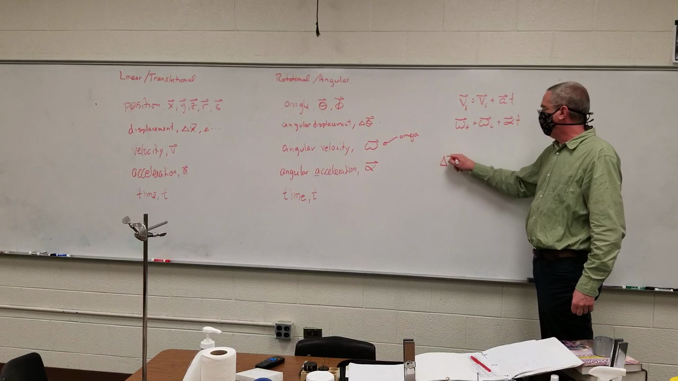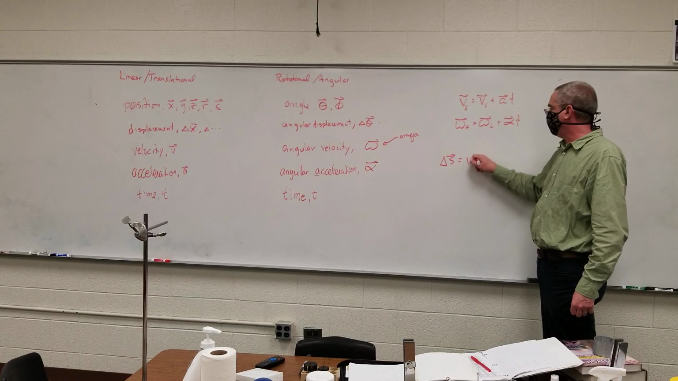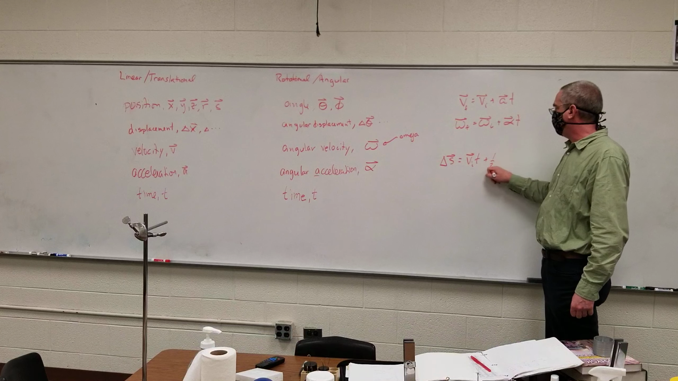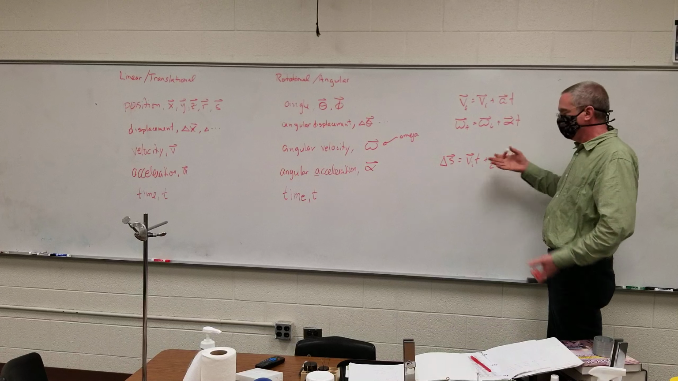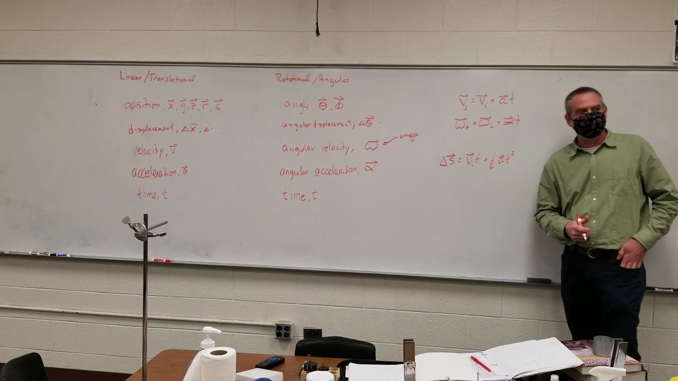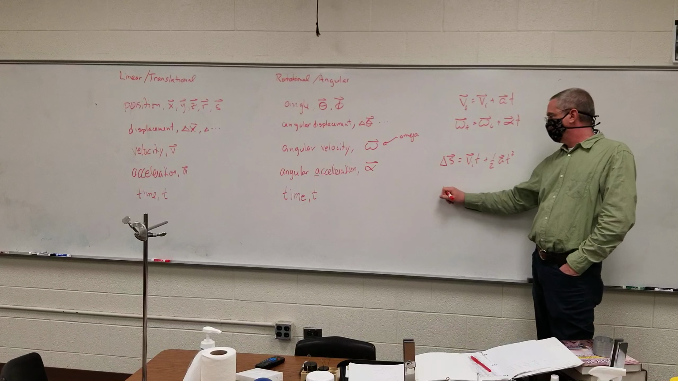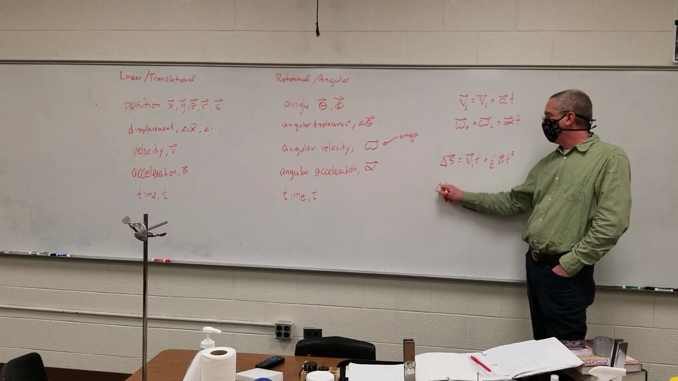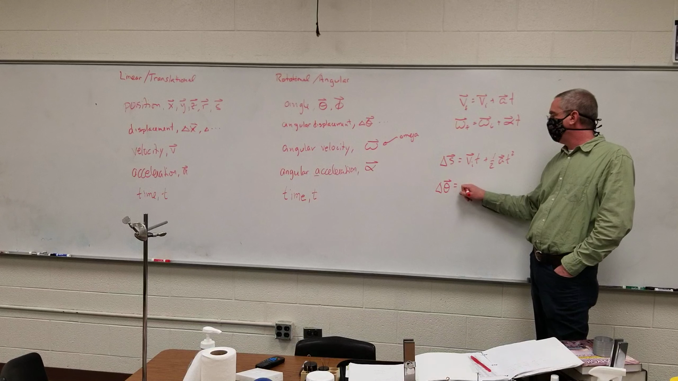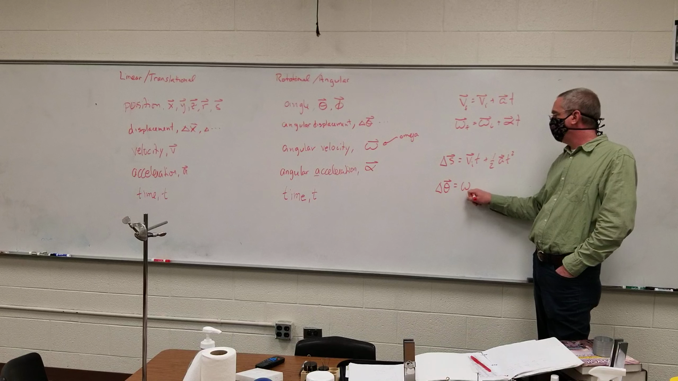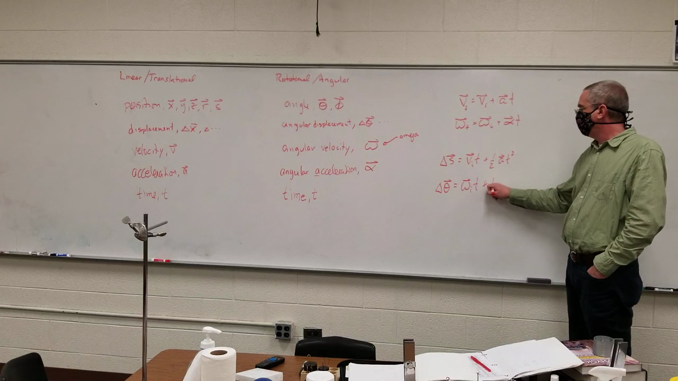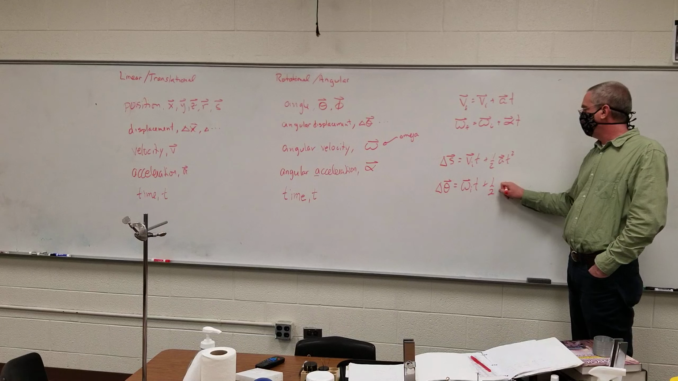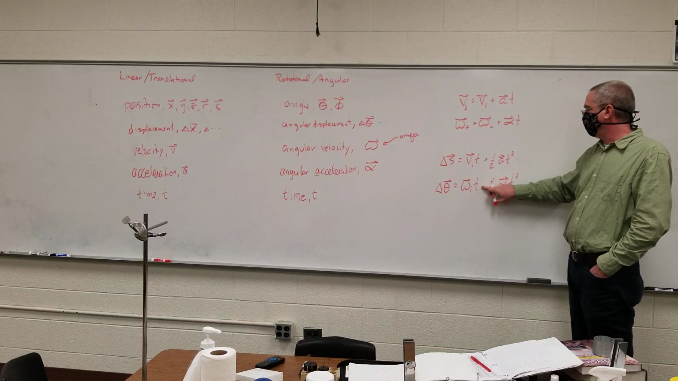Just pick another one. Displacement is equal to ViT plus 1/2 AT squared. What would be the rotational equivalent of this? Angular displacement. Yeah, angular displacement is equal to omega initial time plus 1/2 angular acceleration, or the alpha, t squared. There's a plus sign in between.